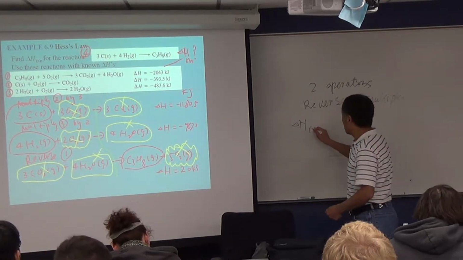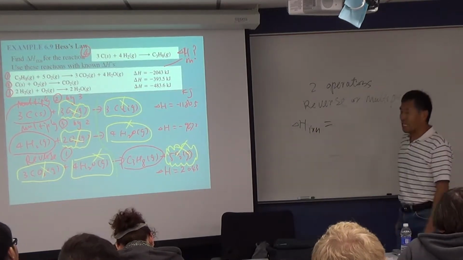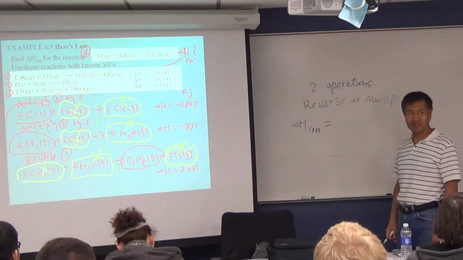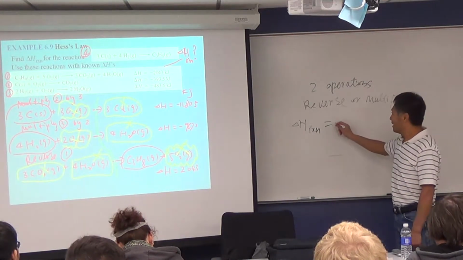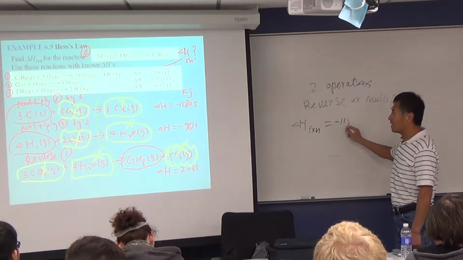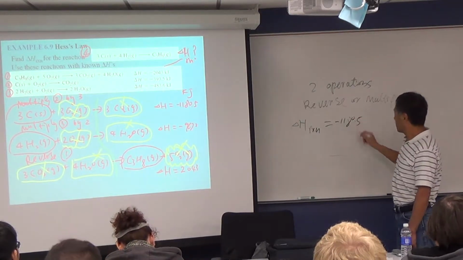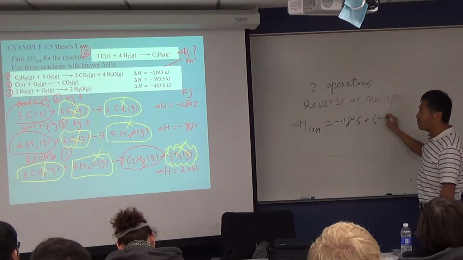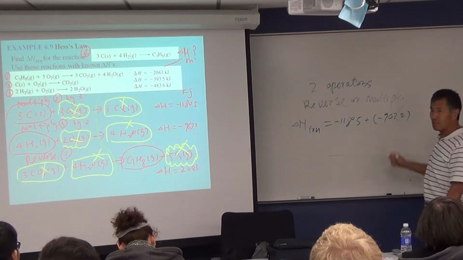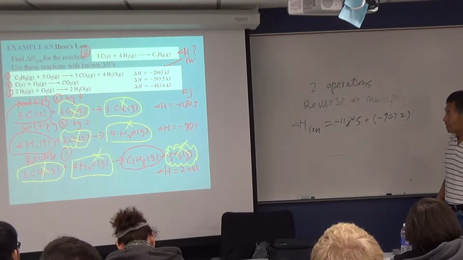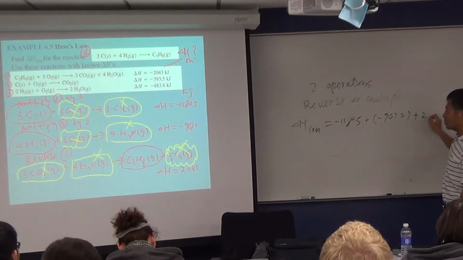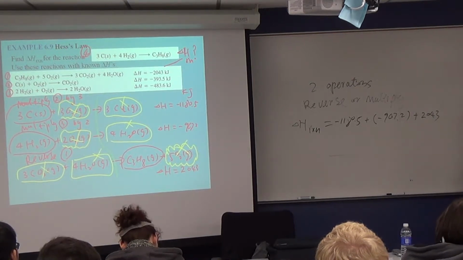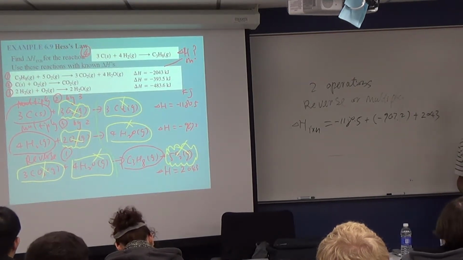So delta H reaction, and again, by now, plus 1 plus 1 plus 1, not literally plus. That tells me that those numbers: negative 1,180.5, and minus 967.2, then plus 2,043. Very good. Then plus 2,043. Okay. Anyone to understand?